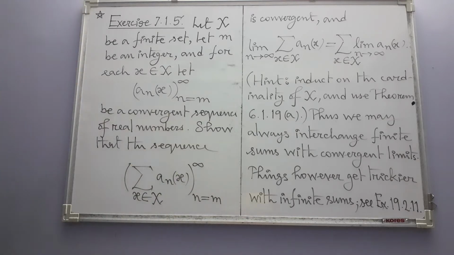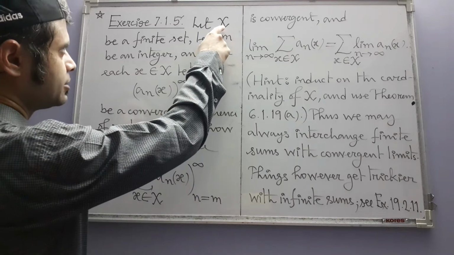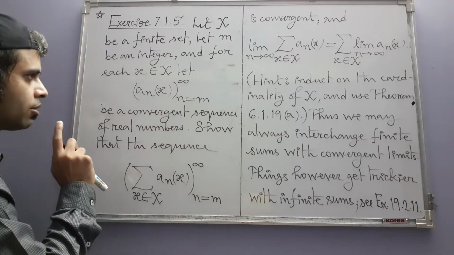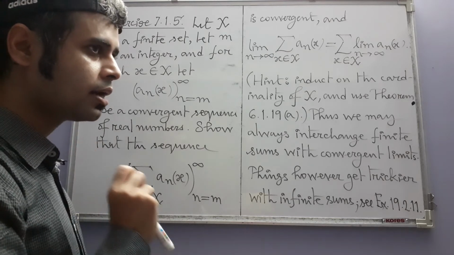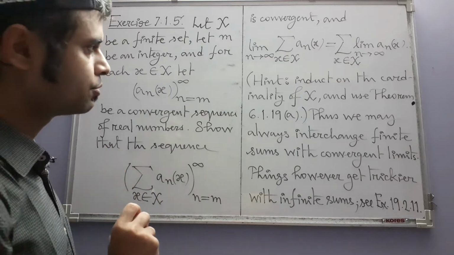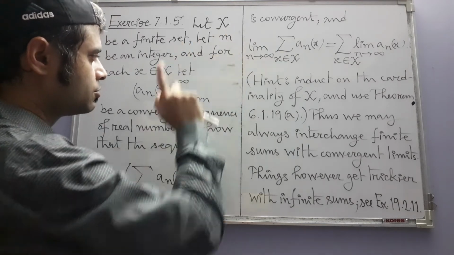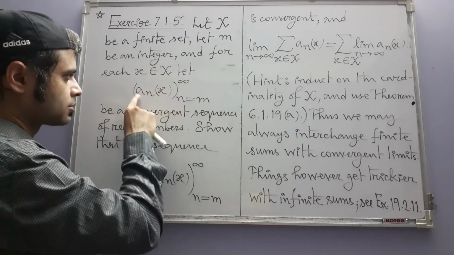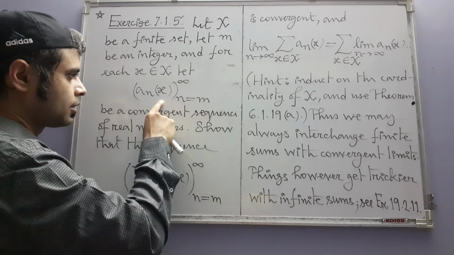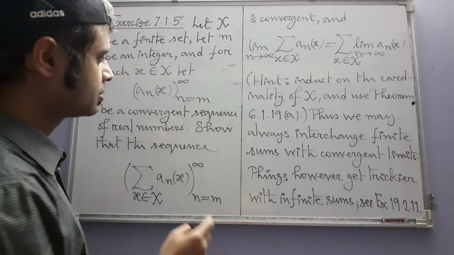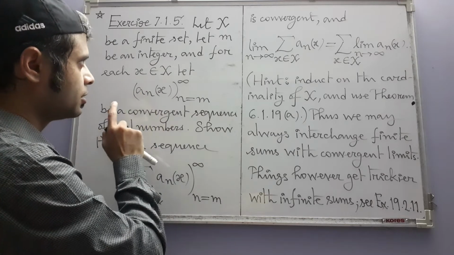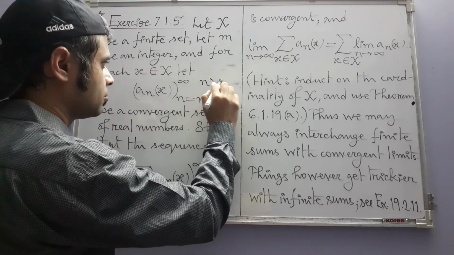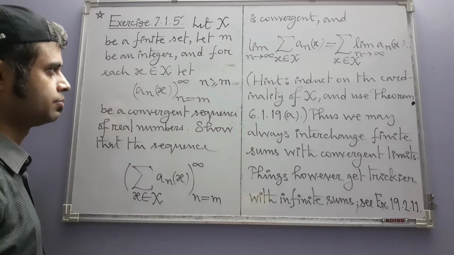What this one says is that we have a finite set X and m is some integer. Now on X there are real valued functions, that is functions whose domain is X and whose range is the set of real numbers, and those functions are a_n of x. How many functions? Infinitely many functions. In fact, one function for each integer n greater than or equal to m.